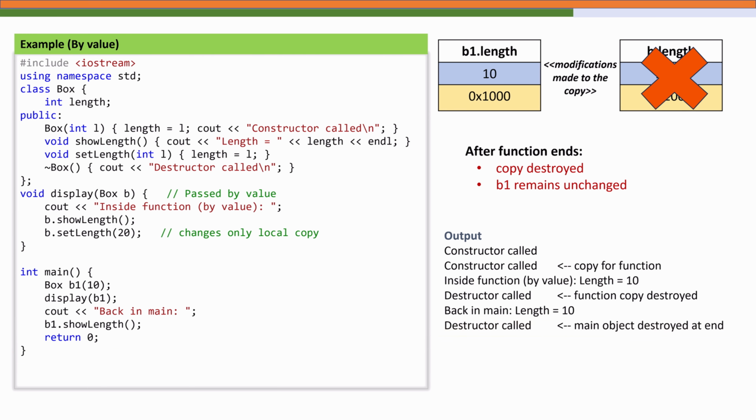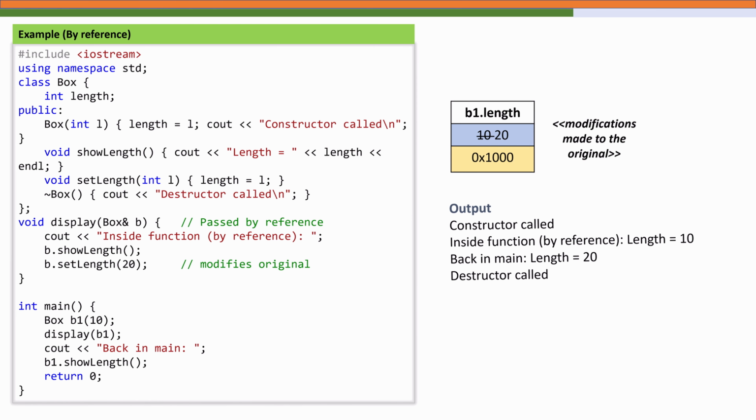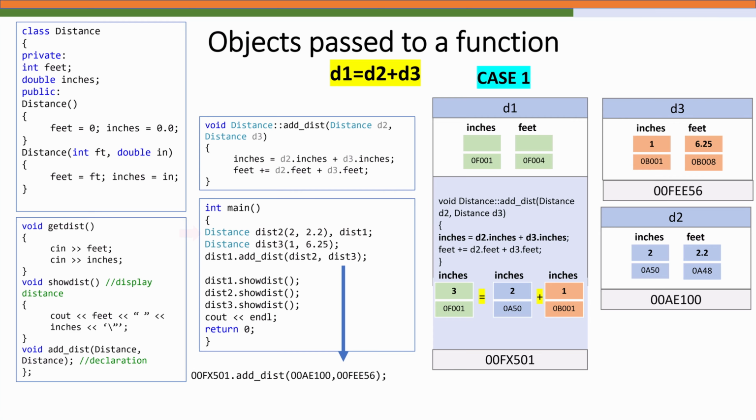Now we pass the object using a reference. Notice the ampersand sign in the parameter list. This means b inside the function is just another name for the same object in main. So no copy is made, and only one constructor and one destructor run. When we change the value to 20 inside the function, it updates the original object. Back in the main function, the change is visible immediately, as no copy is made and all the modifications are made to the original object.